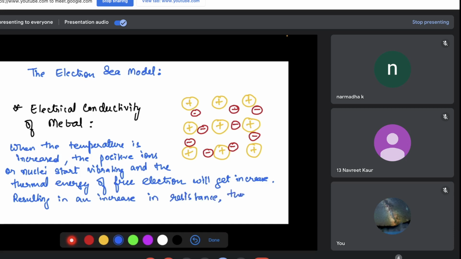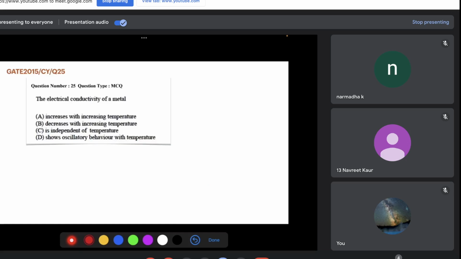So therefore, a decrease in metal conductivity is seen. Okay. So the options that we were given: electrical conductivity of metal increases with increasing temperature, that is false. Decreases with increasing temperature, this is correct.